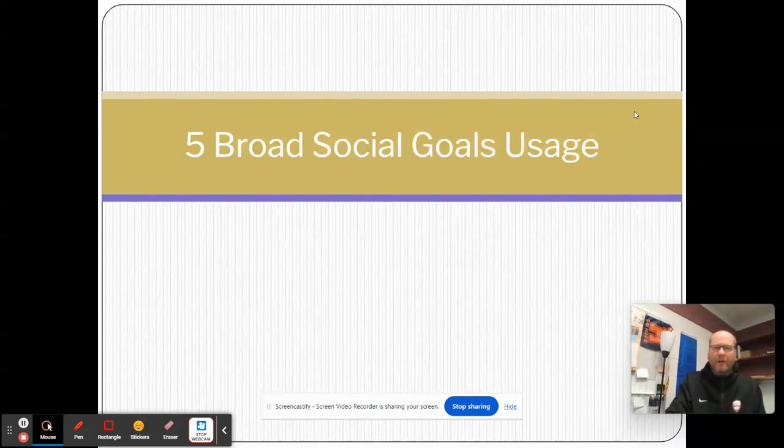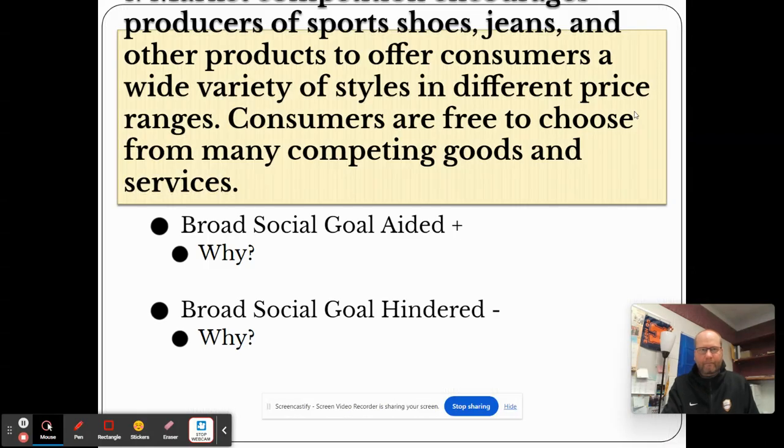Okay, so let's take those 5 broad social goals and kind of put them to use just a touch. All right, we can't read the top, but that's okay. Producers of sports shoes, jeans, and other products offer consumers a wide variety of styles and different price ranges. The consumers are free to choose from many competing goods and services. So let's look at what broad social goals might be aided or added to here, and then which ones might be hindered. When we've got competition, we've got a lot of different options in terms of buying sports shoes, jeans, and stuff like that.